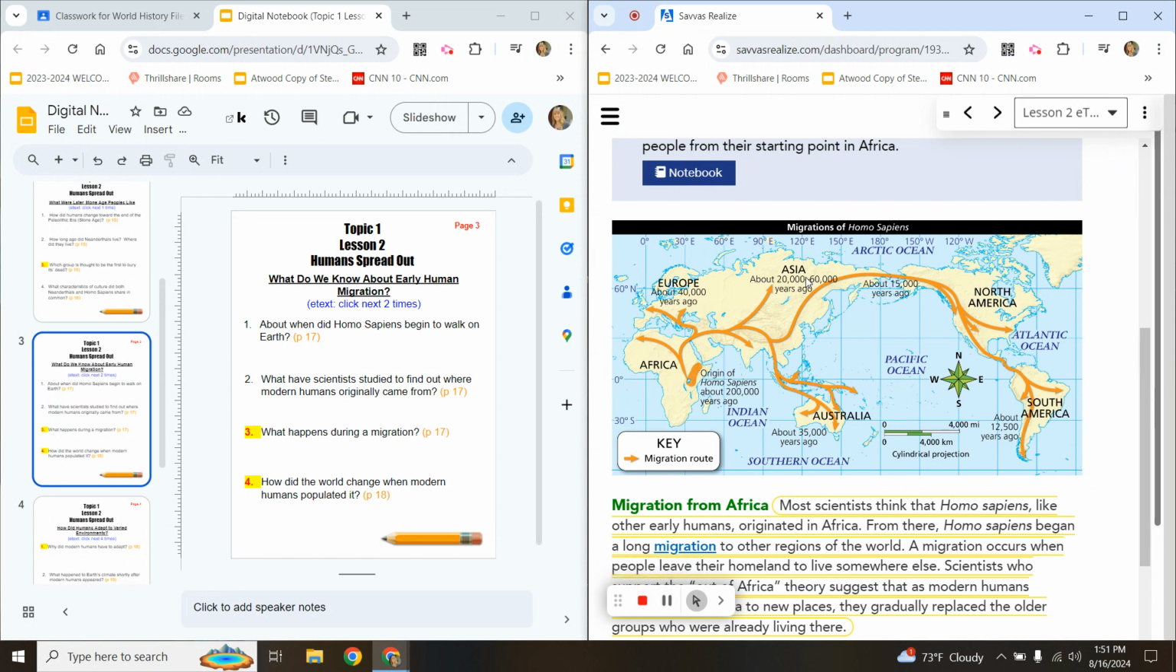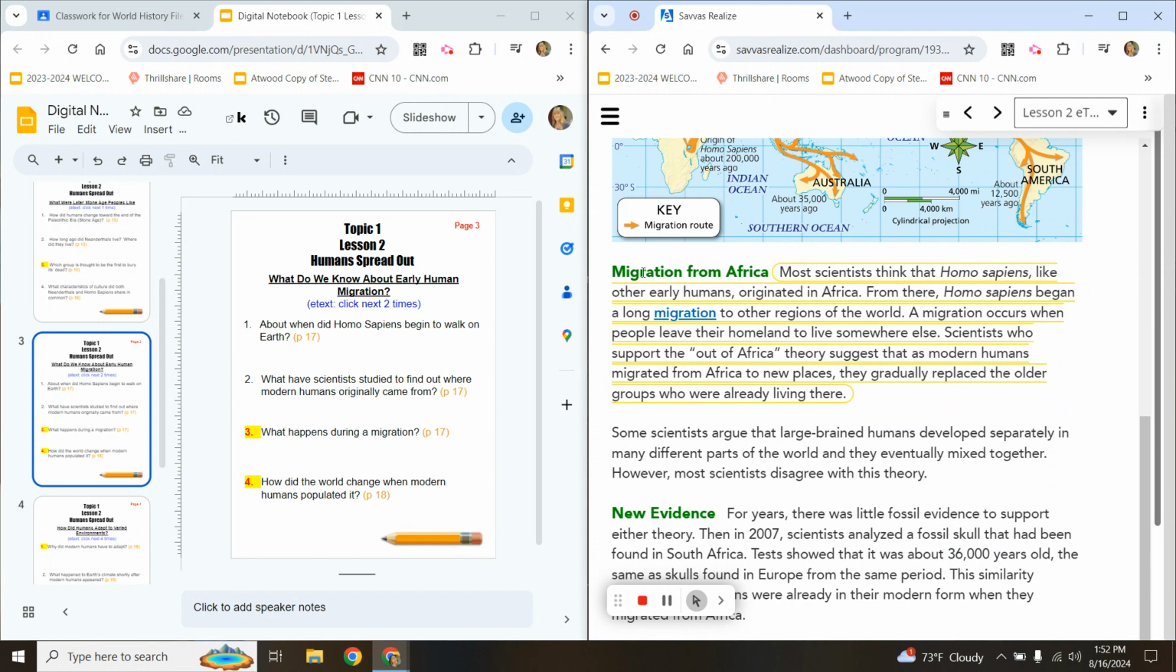This migration of Homo sapiens map is one of your Aspire to Do assignments, so I'll let you go look at that there. We are going to move on to migration from Africa. You'll notice it is circled yellow. That means that it is a mastery check question. So as we are listening to these 2 paragraphs, look for the answer to what happens during a migration. You'll find the answer in this first circled yellow paragraph. Let's listen.